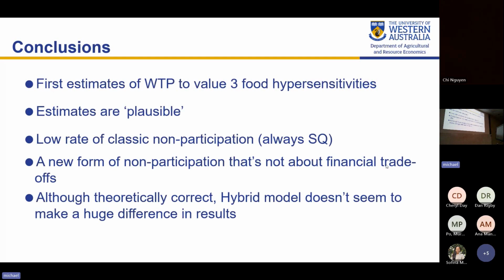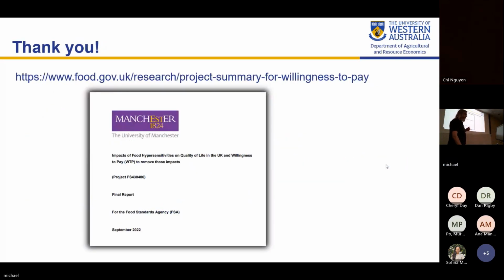And although theoretically correct, the hybrid model doesn't seem to make a huge difference in the results, in terms of the policy result, which in a way is interesting. Negative conclusions are still conclusions, but that's what seems to pop out for us. The base model is available. The SEM stuff isn't available, that's all coming new, but the base stuff is all available through the FSA's website. So thank you very much.